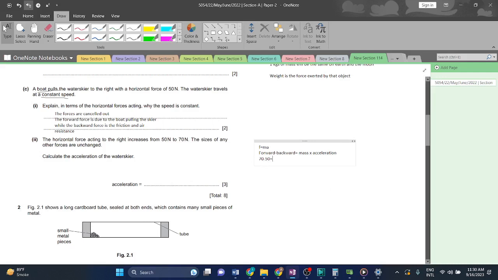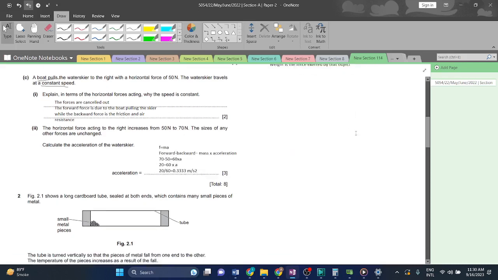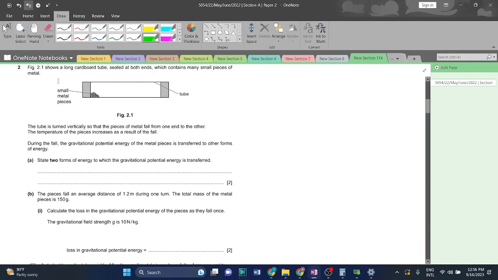And the mass has not changed. Of course the mass is still 60 and the acceleration is the value we have to find out. So 70 minus 50 is 20, equals 60 into acceleration. So 20 divided by 60 will be the answer, which is 0.333 meters per second squared. So yeah, hopefully that is the answer, and that is question number one. Okay, let's look ahead.